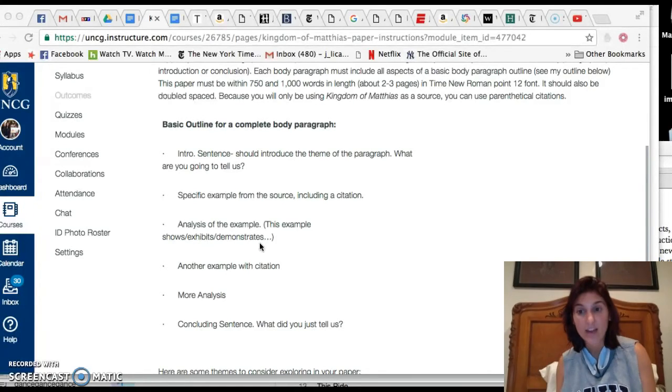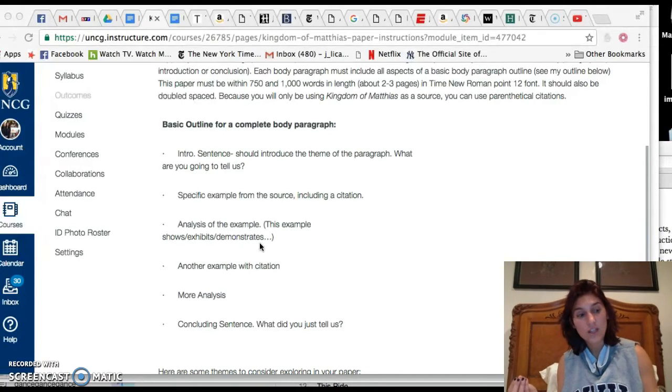You will also need to have a second example that relates to that topic and supports your thesis, and then another analysis. And then finally a concluding sentence that sums up that paragraph, right? Restates the topic, shows how it relates to your thesis, okay?